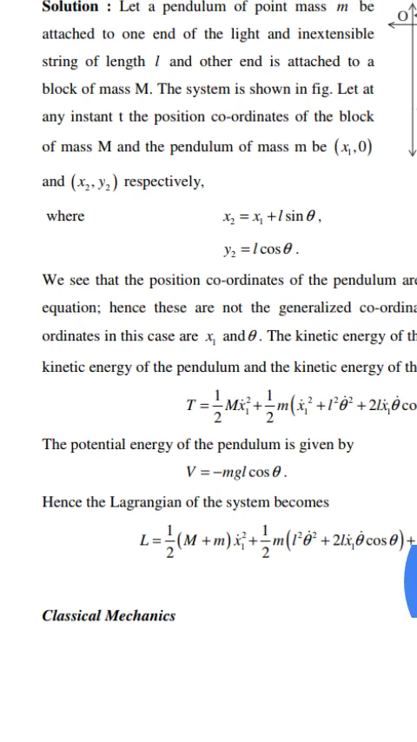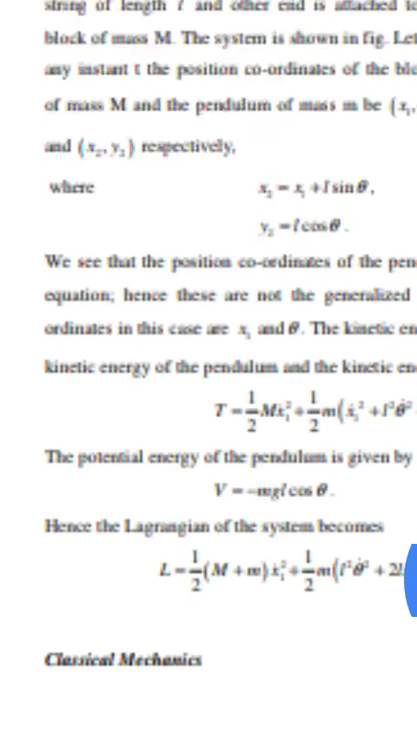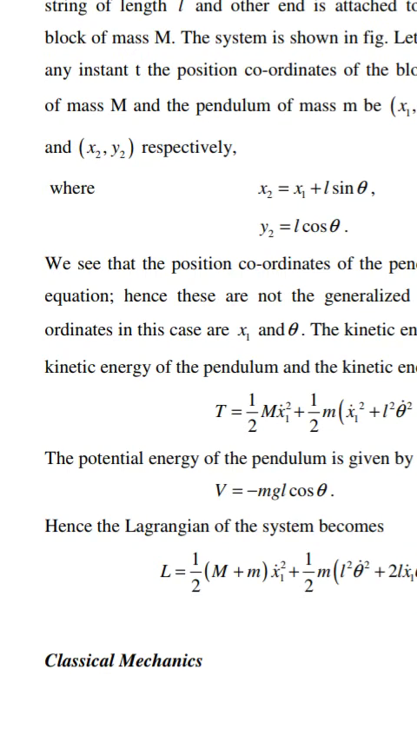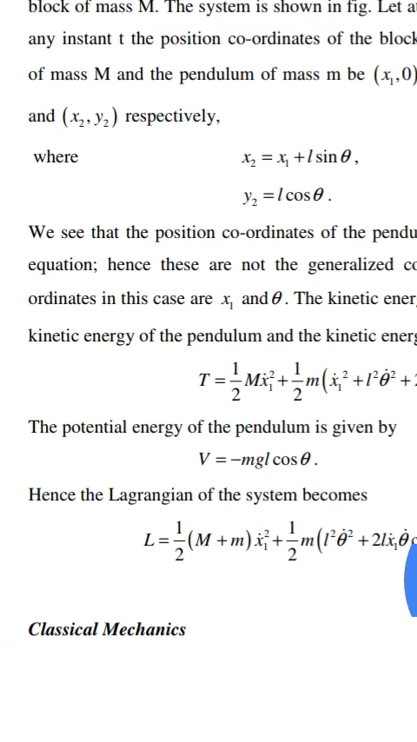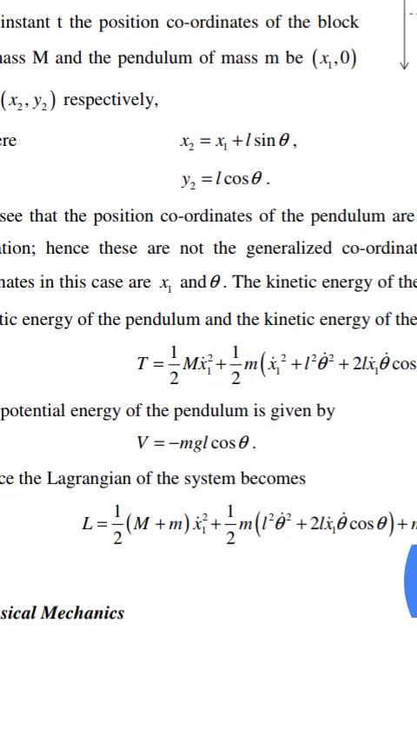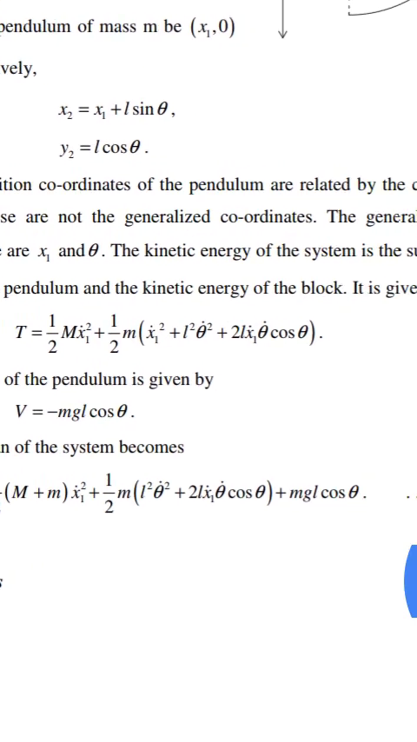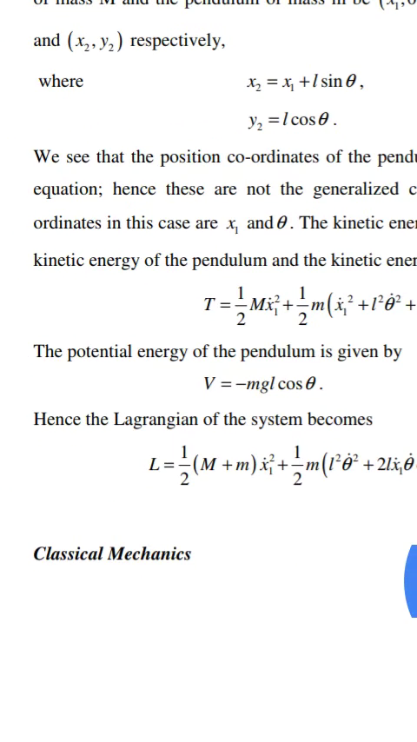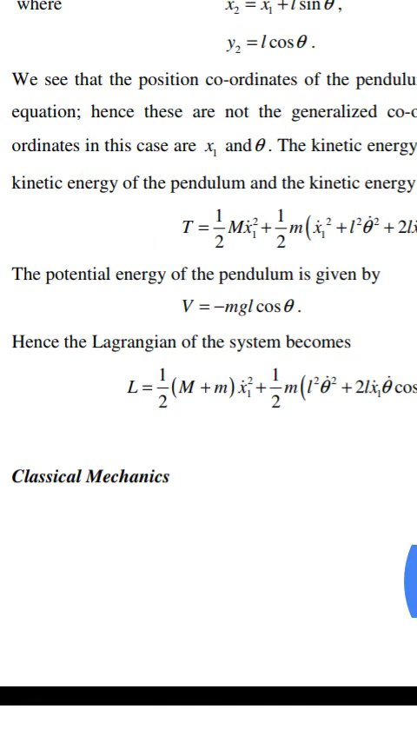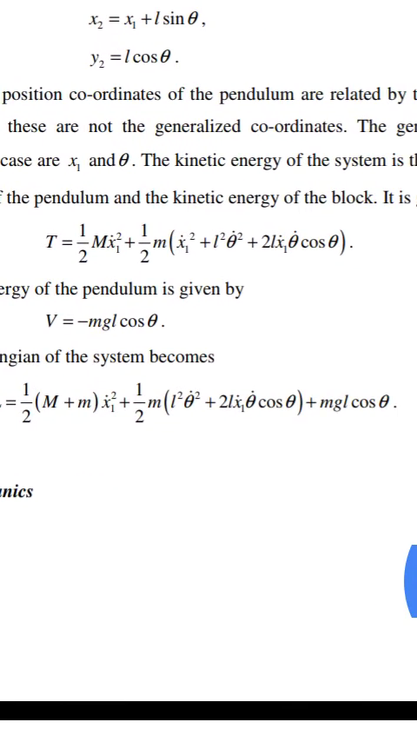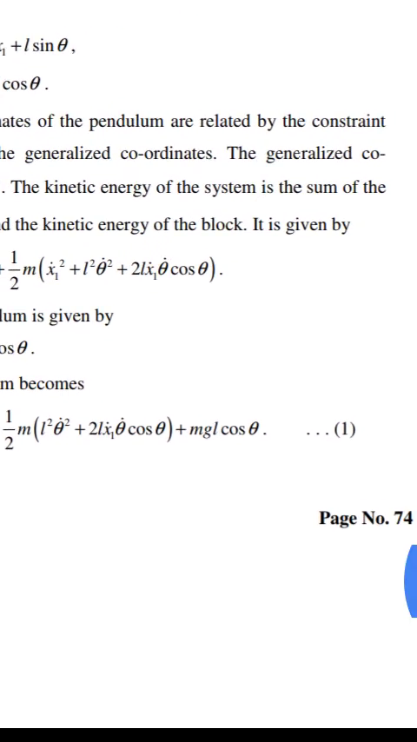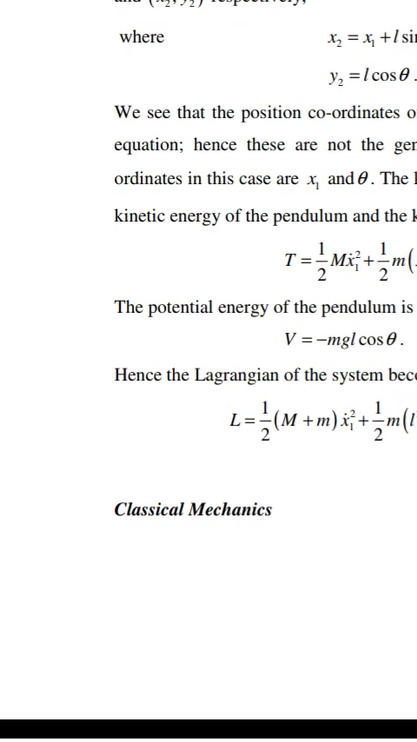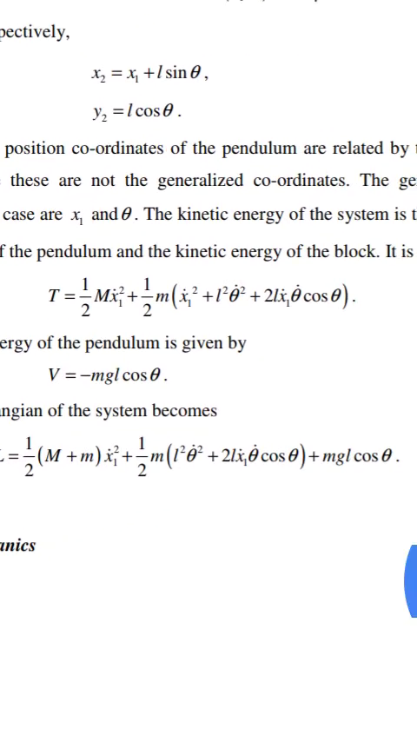Therefore, x2 is equal to x1 plus L sin theta and y2 is equal to L cos theta. We see that the position coordinates of the pendulum are related by the constraint equations, hence these are not the generalized coordinates. The generalized coordinates in this case are x1 and theta. The kinetic energy of the system is the sum of the kinetic energy of the pendulum and the kinetic energy of the block.